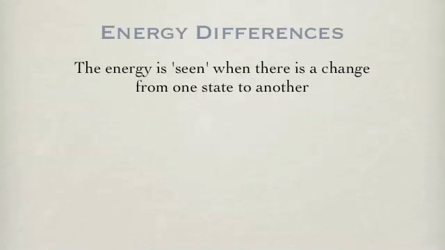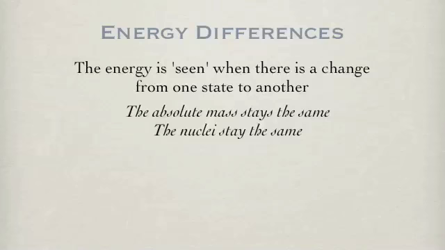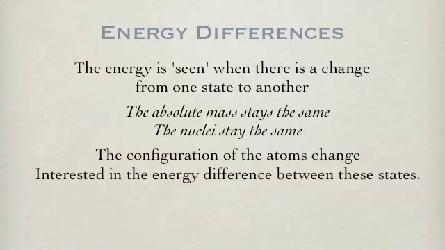Energy is seen when there is a change from one state to another. During a chemical reaction, the number of atoms does not change, and all the energy captured in an atom below the valence shell remains constant, basically. Only the bonding changes between atoms.